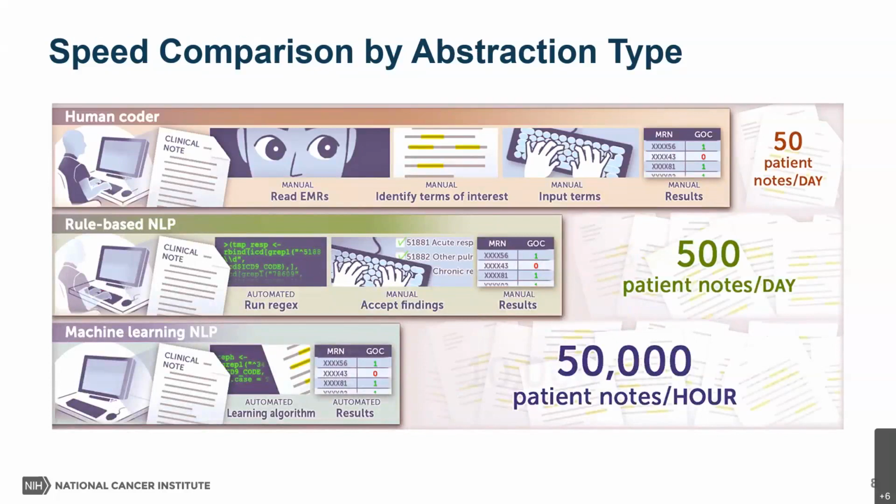Putting this all together, you can see that the method of data abstraction and the level of automation are really important to the scale at which this can move. Human coders and abstraction are very manual and slow; about 50 patient notes a day is a reasonable goal. Rule-based NLP requires expert review, but is a bit more automated, and this jumps up. Machine learning NLP is automated, and you can see how the speed increases exponentially. The talks coming up highlight all of these methods as well as hybrid approaches.